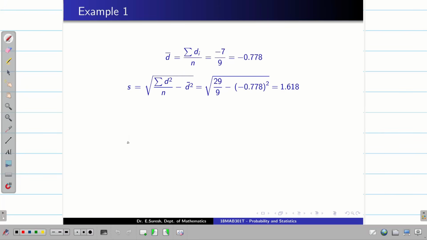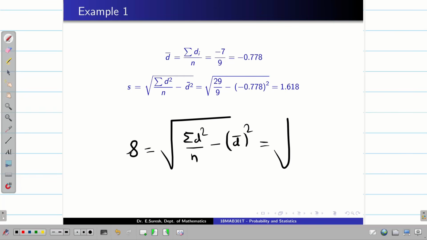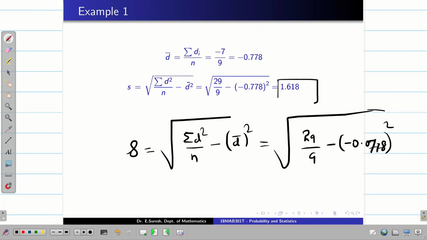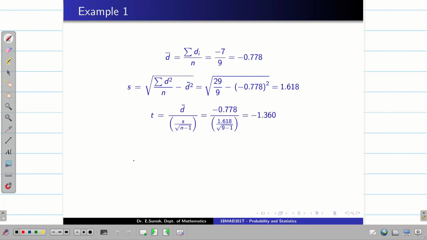minus 0.778. Next, standard deviation S is the square root of summation d square by n minus d bar whole square. Just now we found summation d square is 29, divided by n, minus of minus 0.778 whole square. So use your calculator, find the value. The value is 1.618.